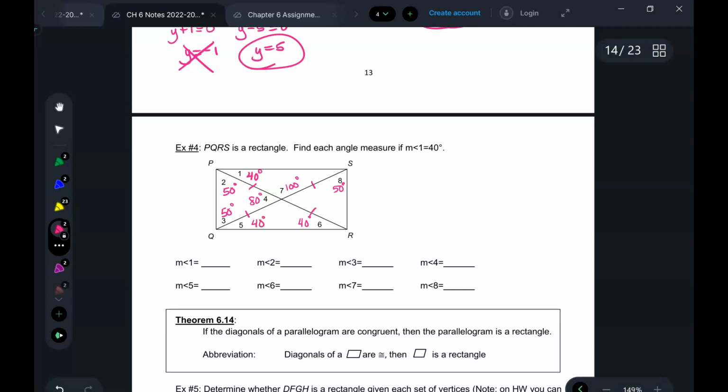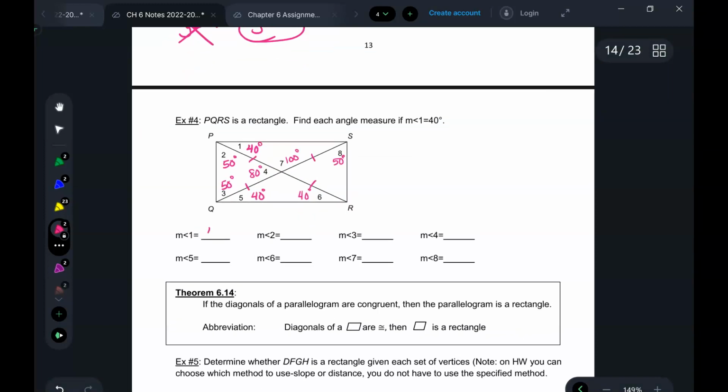Do we have to write the things in there? I mean, it's your notes. I'll just write them in. 40, 50. Angle 3 was 50. 4 is 80. Did you have a question, Mia, on one of them?